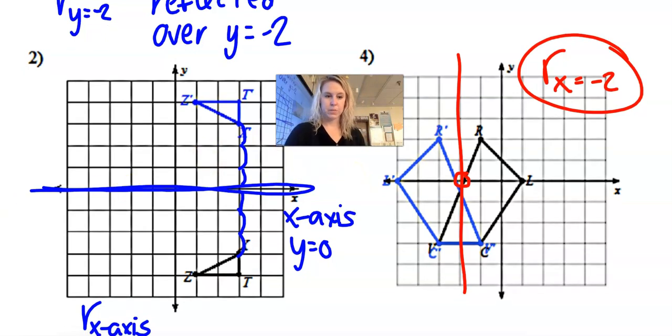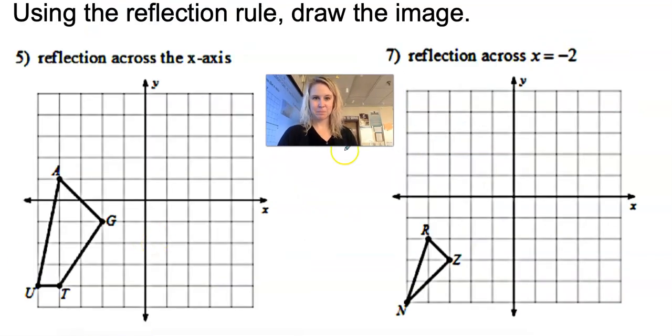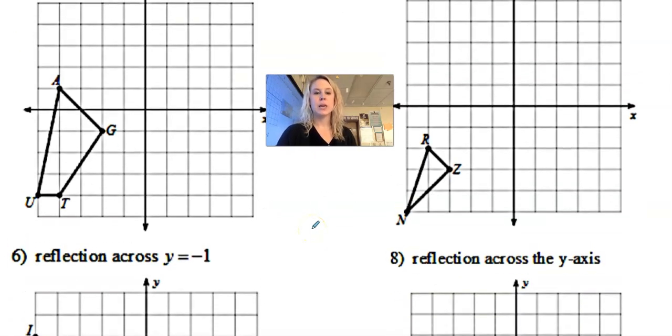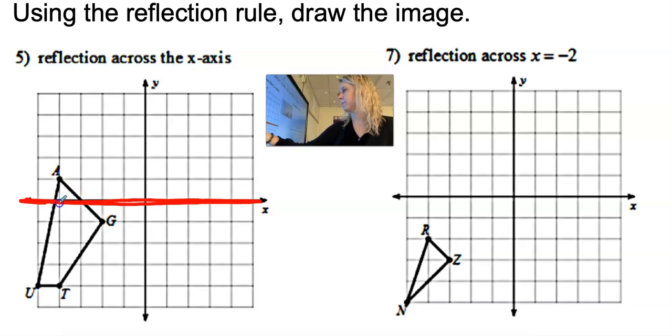Okay. All right, last part is to graph. I'm going to do number 5, and I'm going to do number 6, and I'll let you guys try the rest. So, reflection over the x-axis. I always draw my line first to help me out. This is a little different because the line is going through the shape.